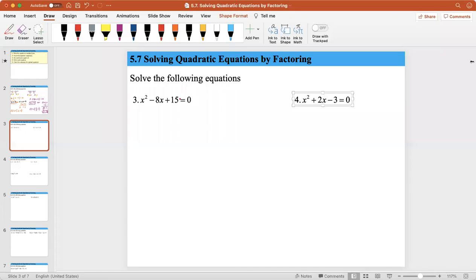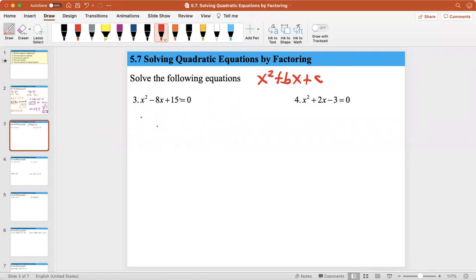Let's try this set of examples. The equation number 3, x squared minus 8x plus 15 equals 0. Note that these examples 3 and 4 are of the form x squared plus bx plus c. So that means we can factor this by taking c as a product and b as a sum.